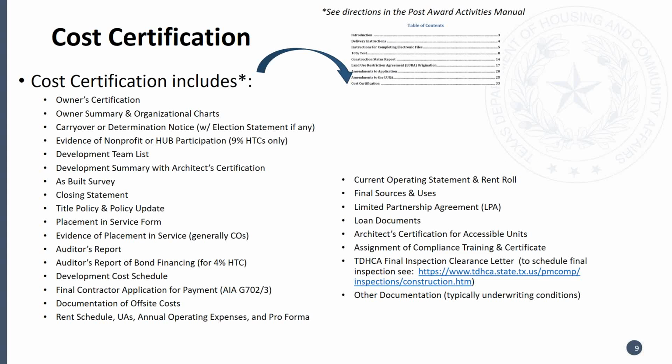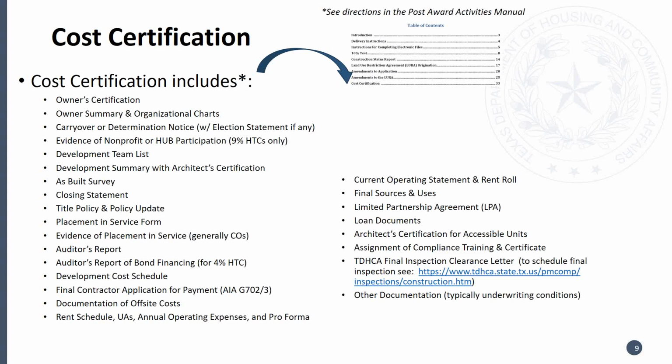Evidence of nonprofit or HUB participation. So on the 9% development, if the property got points for having a nonprofit or a HUB, they are supposed to give us information about the HUB's participation or the nonprofit's participation. So it's just double checking what was identified at application.